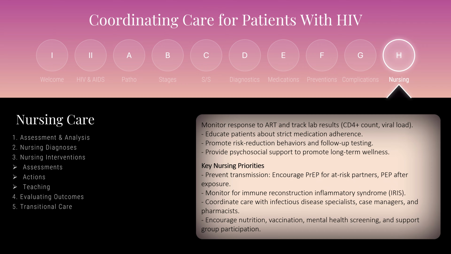HIV rapidly infects and destroys CD4 plus cells, weakening immunity. Without treatment, HIV progresses through asymptomatic to symptomatic and AIDS stages. AIDS is defined by CD4 plus less than 200 cells or the presence of specific infections. HIV symptoms primarily result from immune system failure and infection.